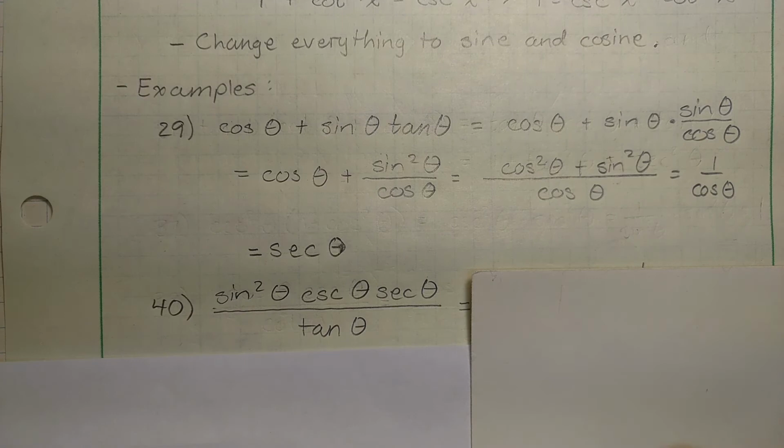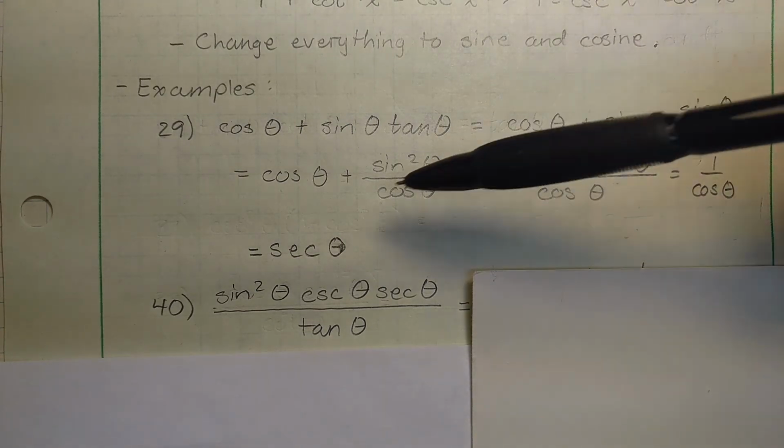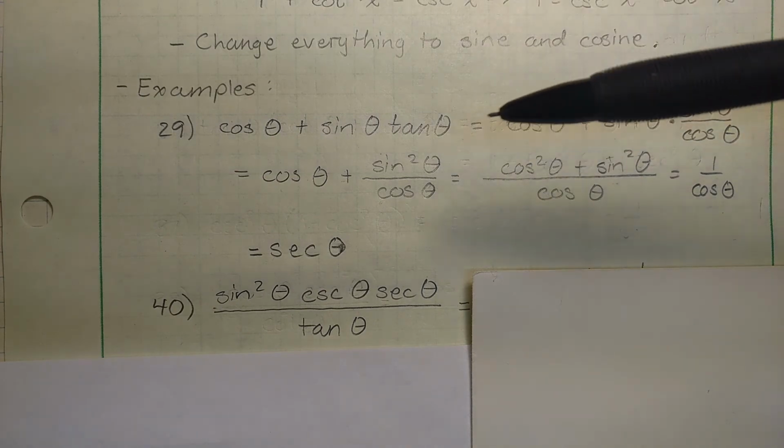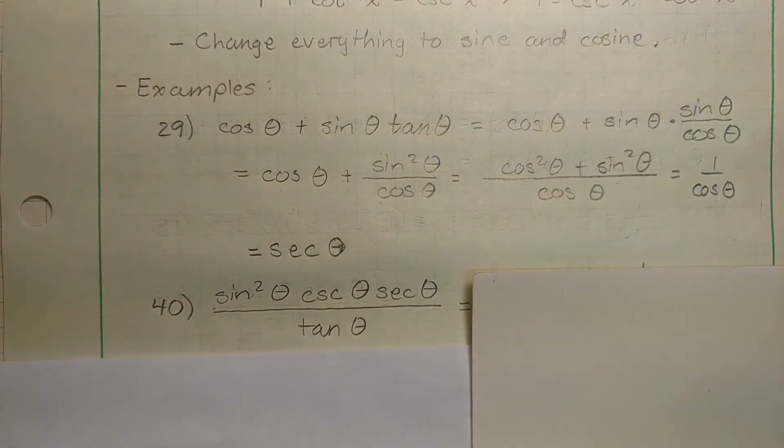So here's number 40. Number 40, we have a sine squared times a cosecant theta times a secant theta all over a tangent theta. And at first we see we have a sine squared, so we might tend to think we want to use Pythagorean, but really we don't, because we don't have this plus or minus anywhere, so there's nothing that I could do that's really going to make that simpler with that. So I'm just going to go and change everything to sines and cosines.